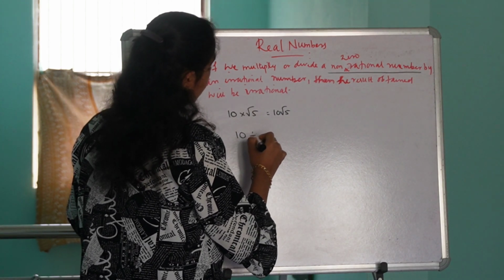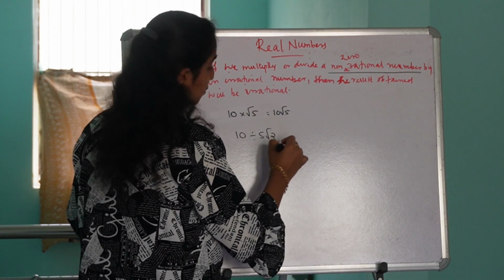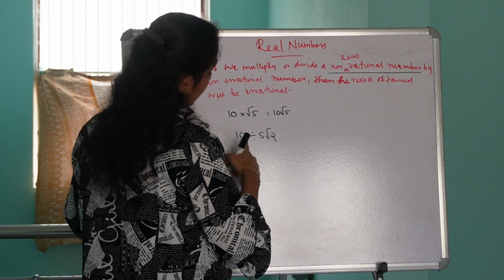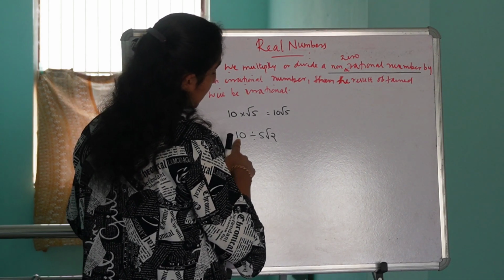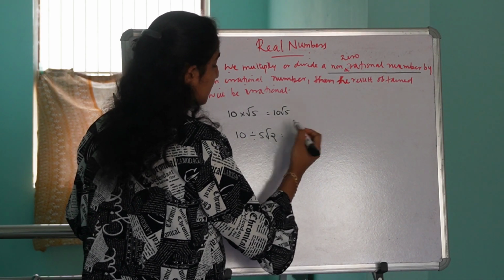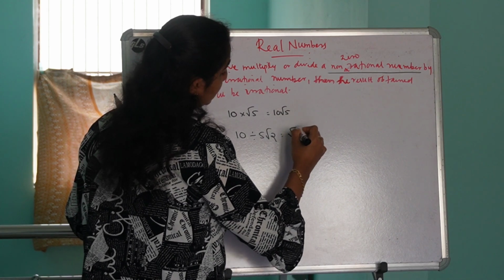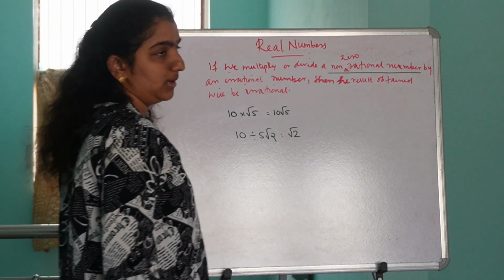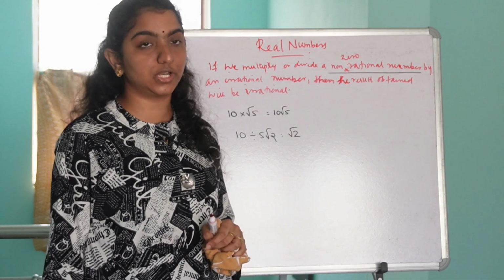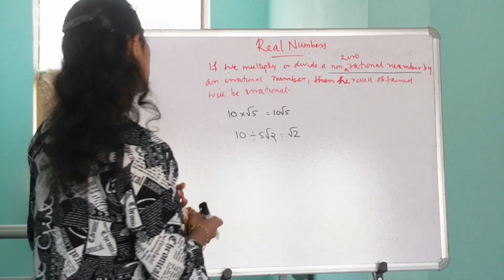See, 10 divided by 5 root 2. So here I am dividing the rational number 10 by an irrational number. Let's see, the result obtained is equal to root 2, where root 2 is an irrational number. Is it clear, guys? Okay.